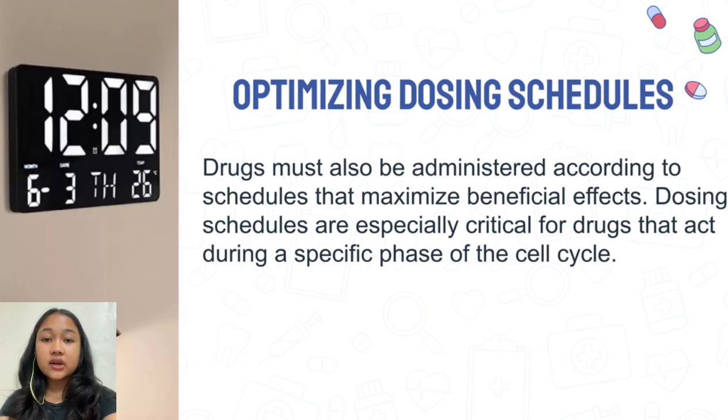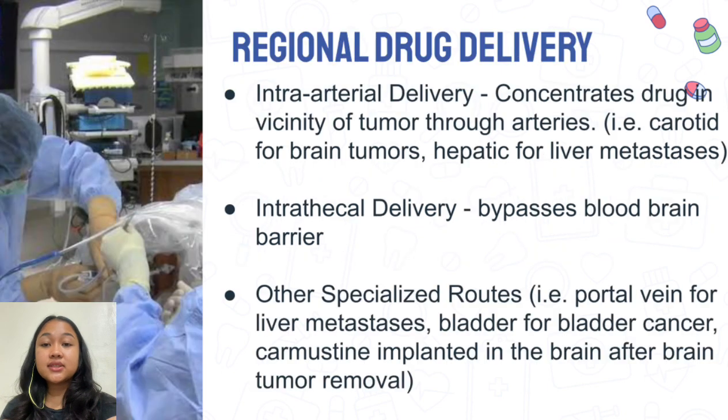Selection of the right drugs for cancer therapy is only one of the requirements for success. Those drugs must also be administered according to schedules that maximize beneficial effects. Dosing schedules are especially critical for drugs that act during a specific phase of the cell cycle. By using special techniques for drug delivery, we can increase drug access to tumors, thereby increasing cell kill and reducing systemic toxicity. There are different routes for cancer drug delivery.